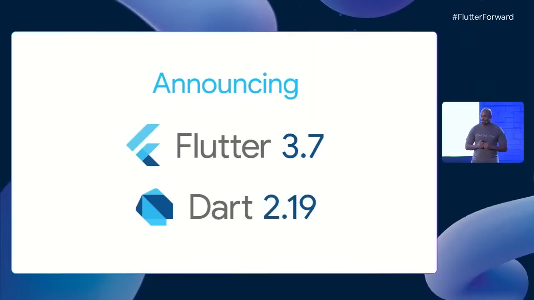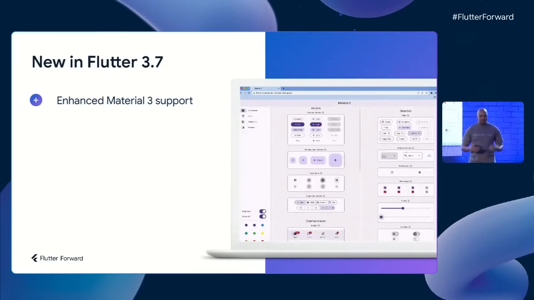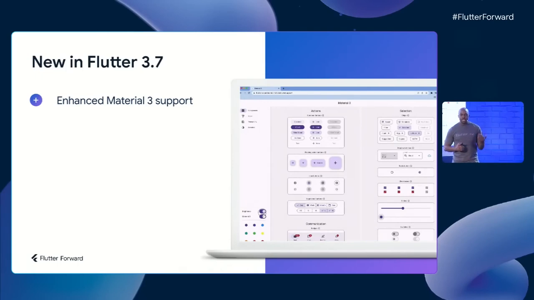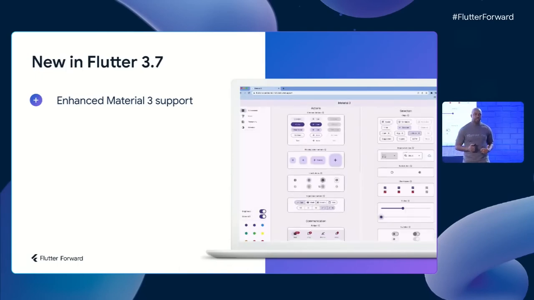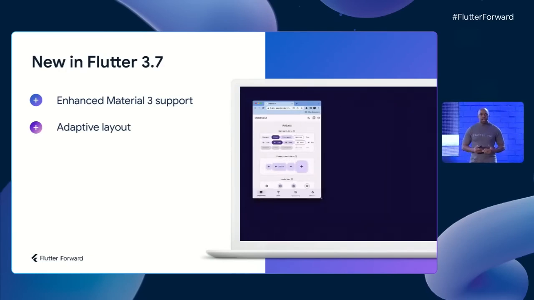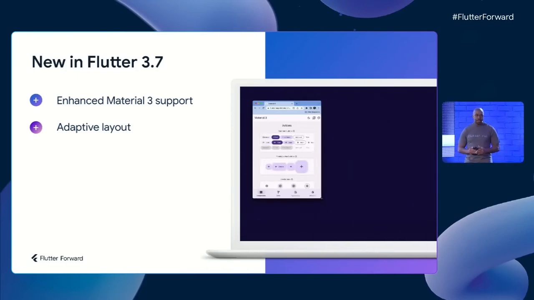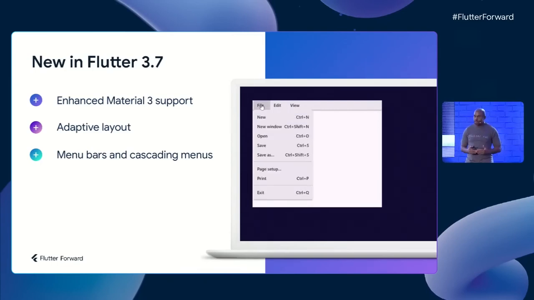All right. So I'm pleased to announce the availability of Flutter 3.7 and Dart 2.19, our latest stable releases. I'm going to talk about a few things that are examples of what's new in Flutter. So we've enhanced Material 3 support, as you've heard already. And this includes migration of widgets such as radio buttons, sliders, and badges to Material 3. We have adaptive layouts, which enables your app's UI to automatically scale to look great on various screen sizes. We've got menu bars and cascading context menus, which are fully customizable to your app's needs.